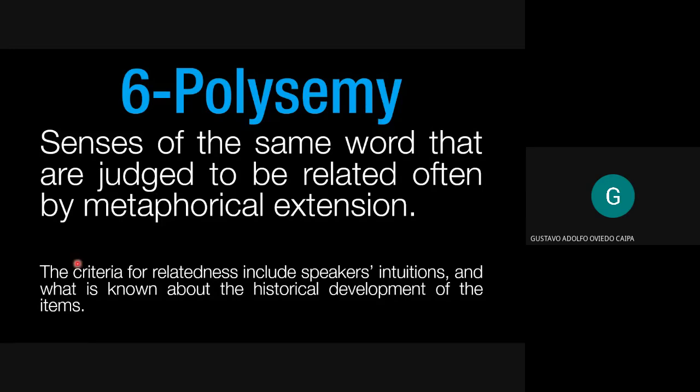So as it says here, senses of the same word that are judged to be related, often by metaphorical extension. We will see what metaphorical extension is. Okay, it says the criteria for relatedness includes speakers' intuitions and what is known about the historical development of the items. That means the words. Basically the etymology of the words. So, let's see some examples of that.